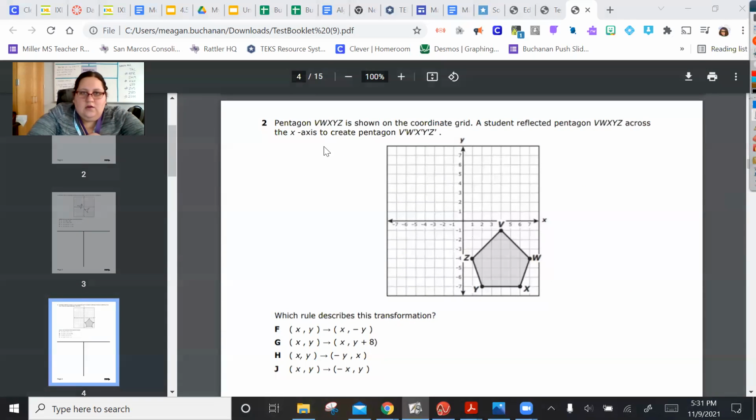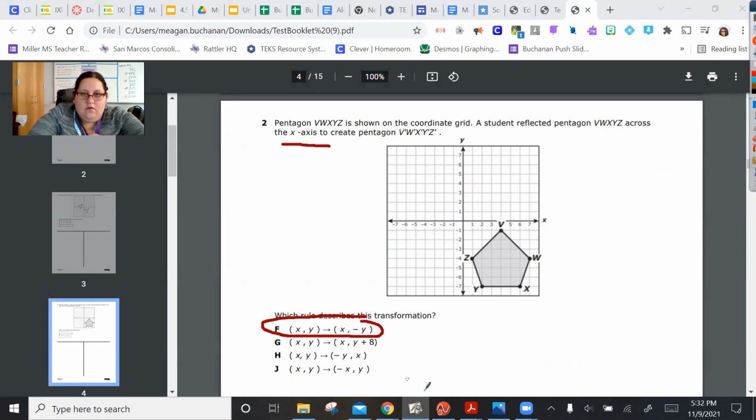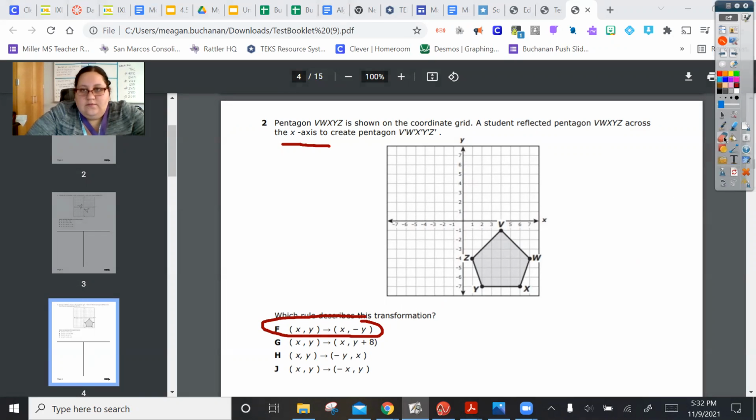Okay, pentagon VWXYZ is shown on the coordinate grid. A student reflects the pentagon across the x-axis to create VWXYZ. Which rule describes the transformation? The key word we're looking for here is x-axis. When you reflect across the x-axis, you're negating your y value. So we're looking for one that says we're negating our y value. Right here, F. You always negate the opposite value of the axis that you're flipping. So when I flip the x-axis, I negate y. When I flip the y-axis, I negate x.